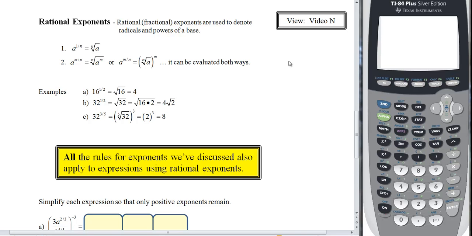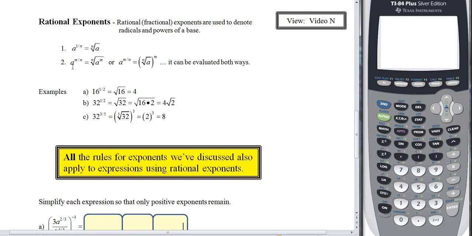Now we're going to look at rational exponents. Rational or fractional exponents are used to denote radicals and powers of a base. So if you see a fractional exponent, that means you have a radical. In this first example, if you have a raised to the 1 over n, that means the nth root of a. Whatever's in the denominator is that index.